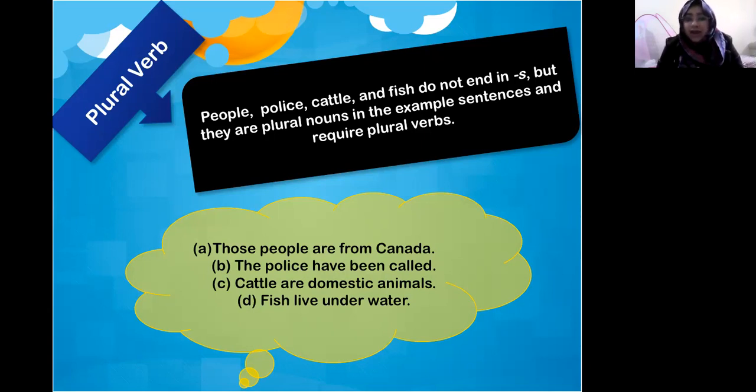So since these nouns are always plural, we will use a plural verb. The police have been called. Cattle are domestic animals. Fish live underwater.